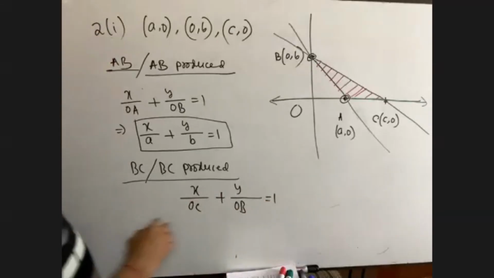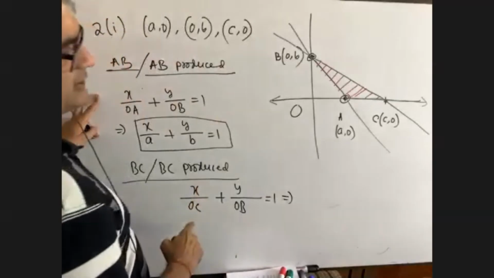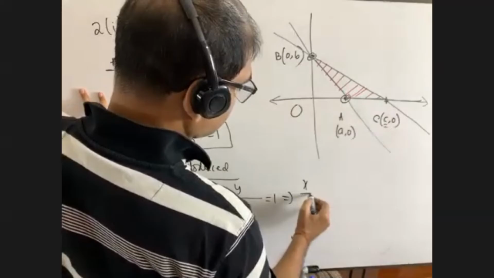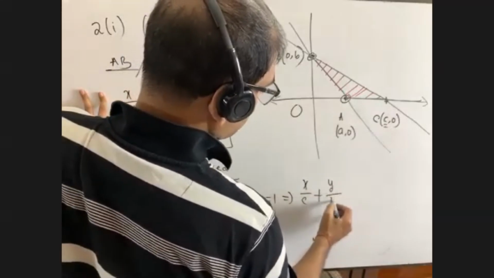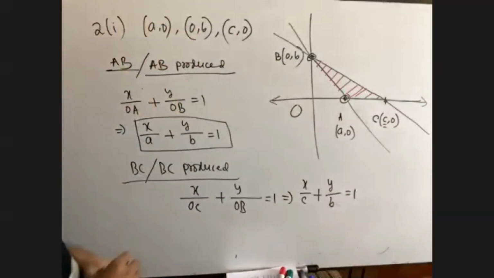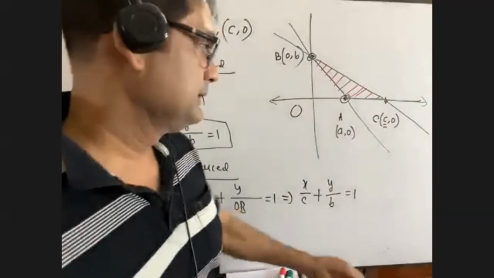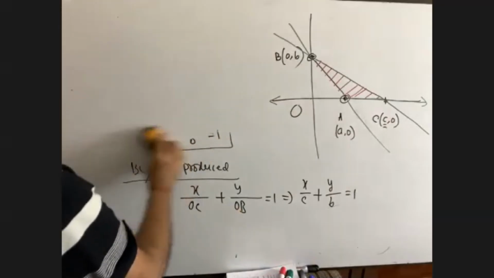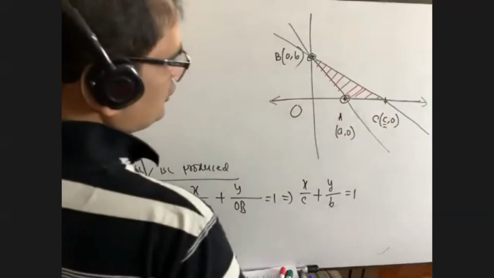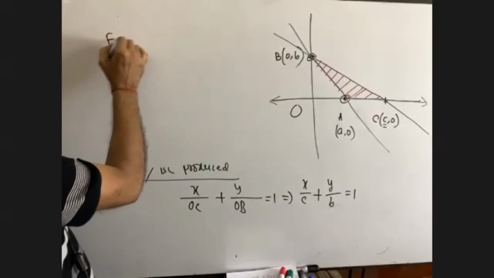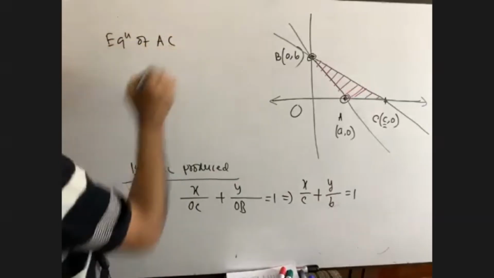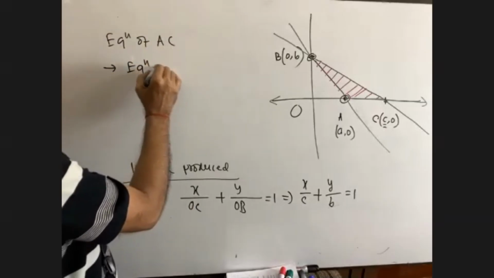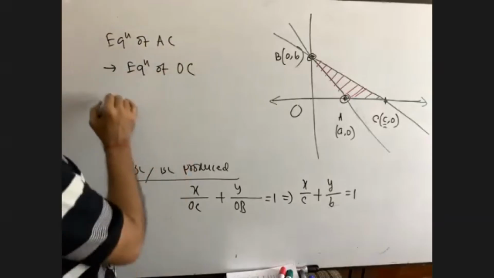Are you getting me? So, dear students, the equation of this straight line and the equation of this straight line are the same, right? That is, if it is AB and if it is C, then the equation of AB is equal to the equation of BC is equal to the equation of AC, all the same, right? So the equation of AB means the equation of the whole straight line.